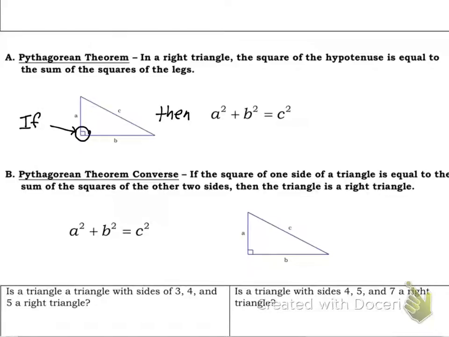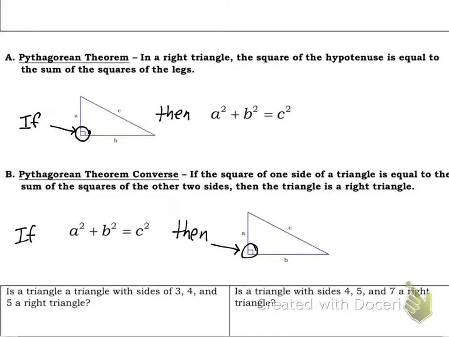Quick reminder of what it means to be a converse. To be a converse, we take our if and then statements and we flip them. We flip the order we say them in. So the converse is: if the square of one side of a triangle is equal to the sum of the squares of the other two sides, then the triangle is a right triangle. Where the Pythagorean theorem says if I have a right triangle, then this is true, the converse is if I have a squared plus b squared equals c squared, then I have a right triangle.